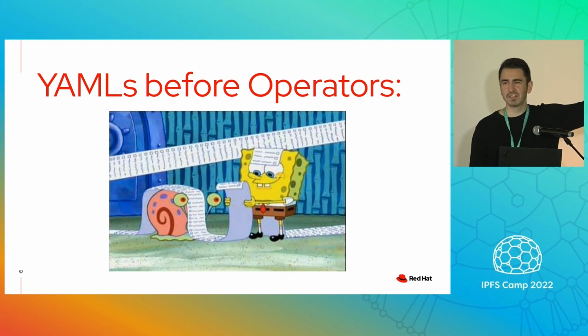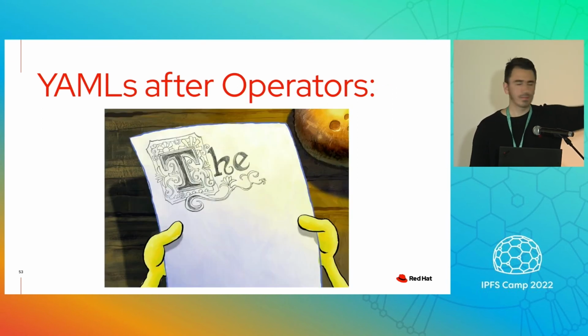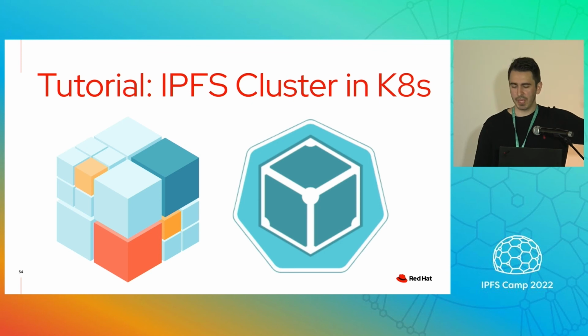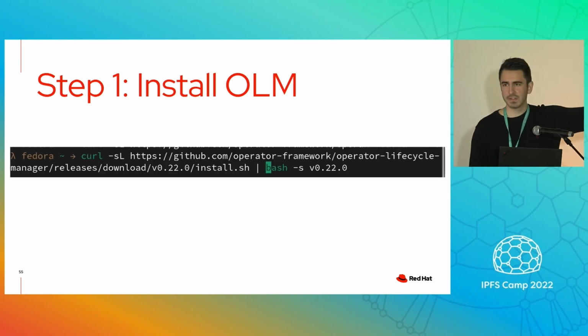So our YAMLs before operators look like this, right? That's what I just showed you. After that, they look like this. This is what you want to be using. So to do IPFS cluster in Kubernetes, first you want to install this thing called Operator Lifecycle Manager. This is kind of like on your phone, you have the App Store, and you can just simply press install on an app, and it installs on your phone. So in Kubernetes, we have the same thing through OLM.